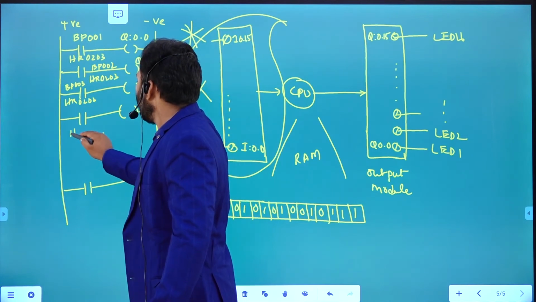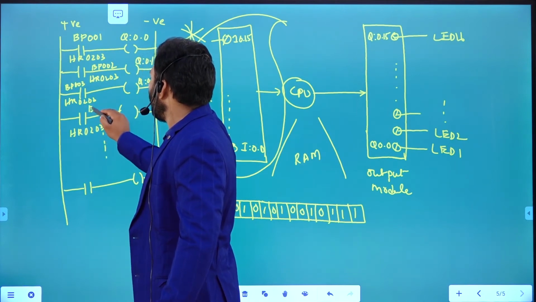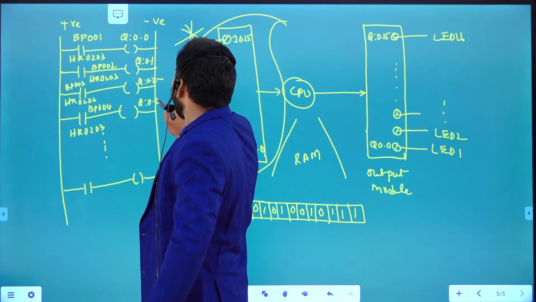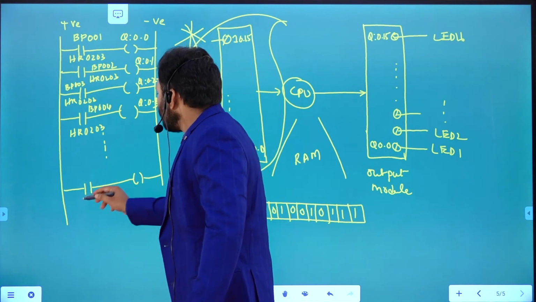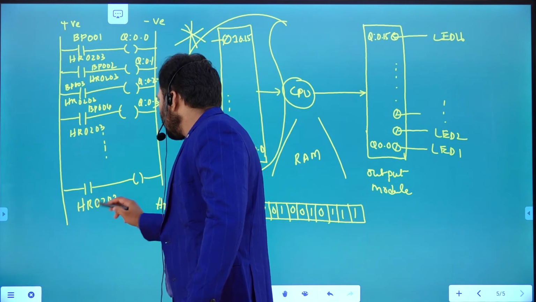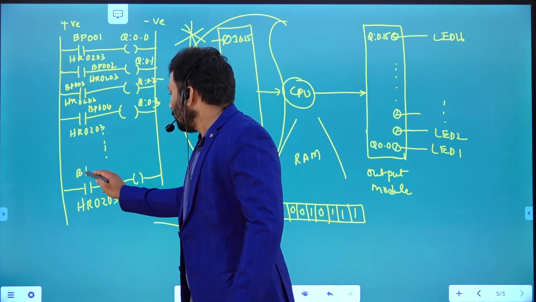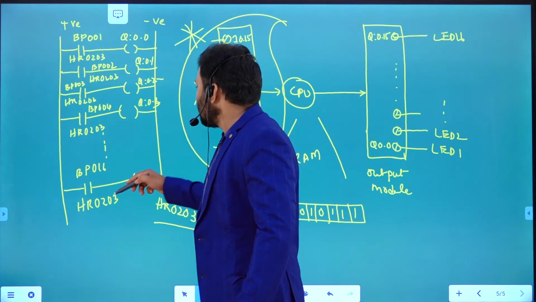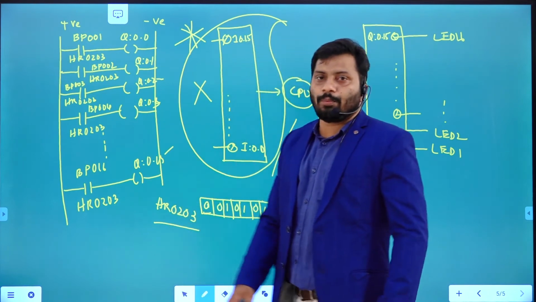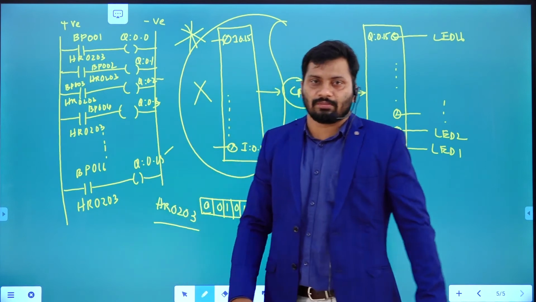In the similar way, it's holding register 0203, bit follow 004, it is going to control the fourth device, Q0.3. In the similar way, this one is the same register, holding register 0203, and it needs to follow bit 016, it is going to control the last, Q0.15. Like that we need to write the code, the PLC logic.